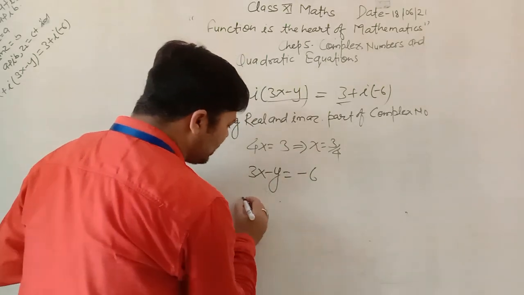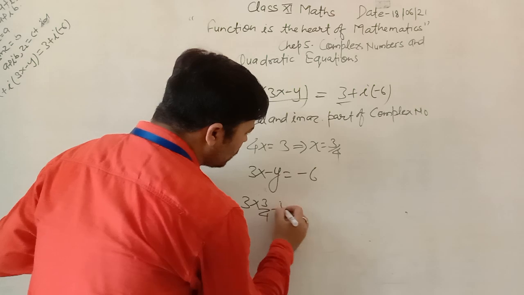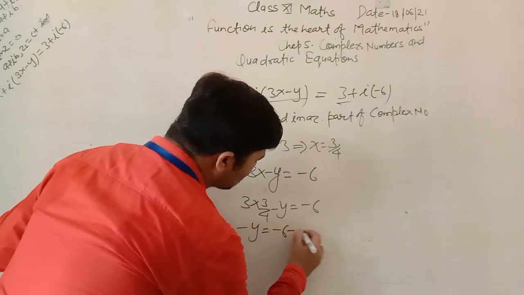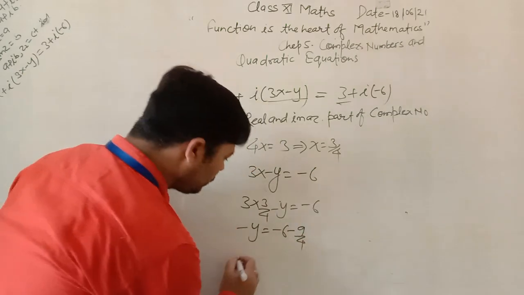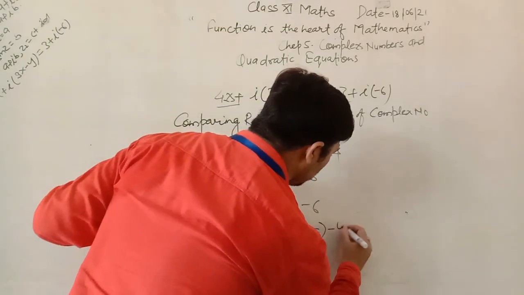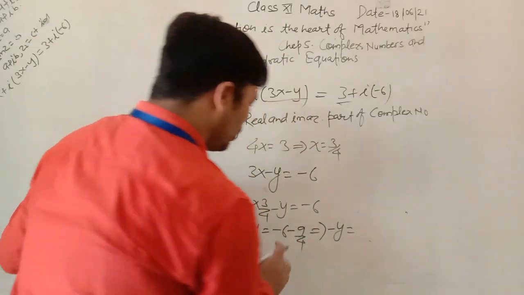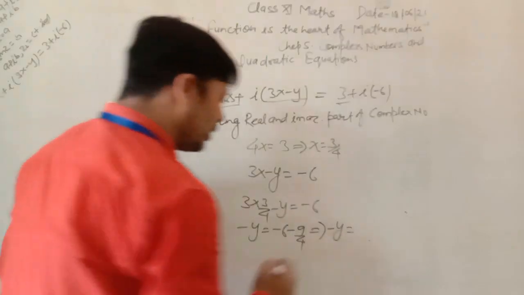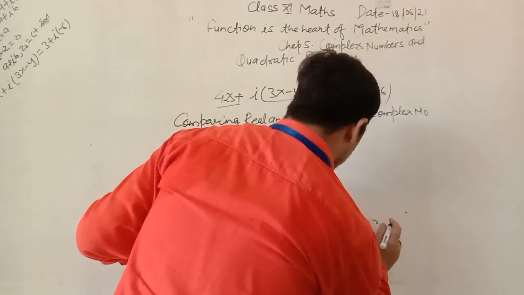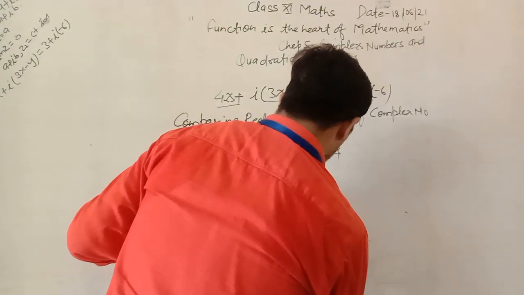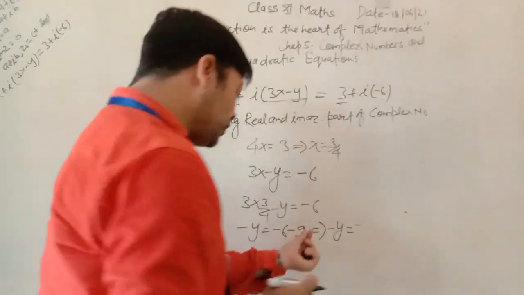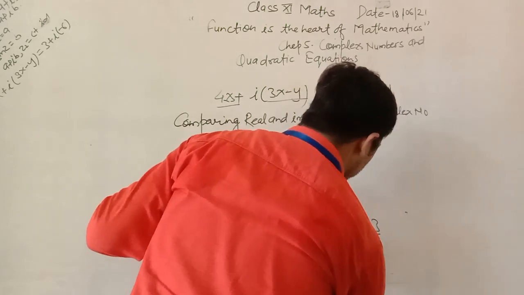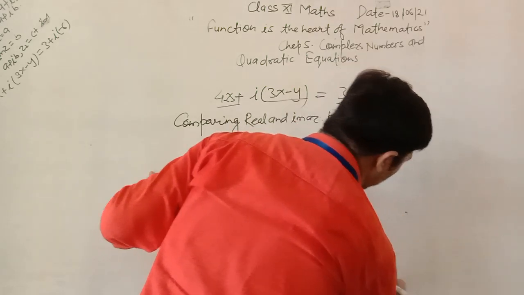Now putting the value of x here: 9 by 4 minus y is equal to minus 6, which implies that minus y is equal to minus 6 minus 9 by 4. 6 fours are 24, minus 24 minus 9 means minus 33 upon 4. Then y is equal to 33 upon 4.